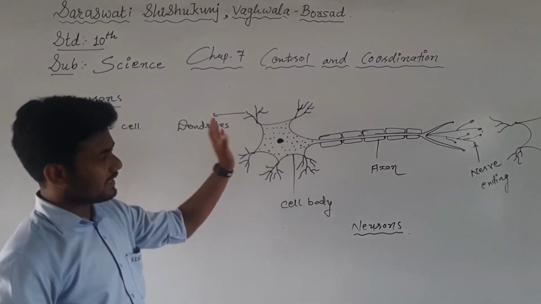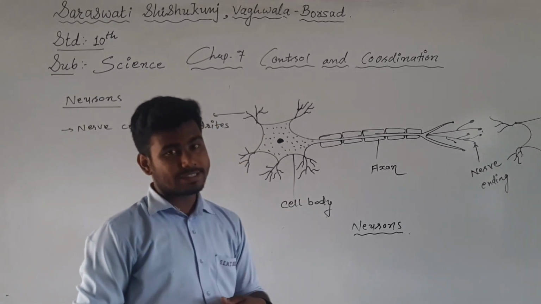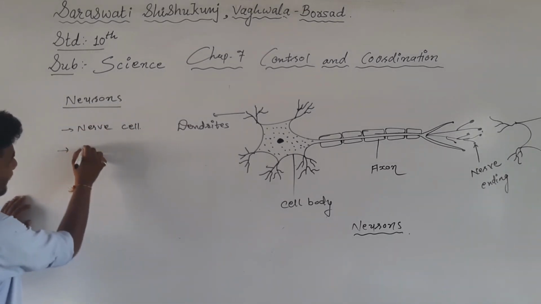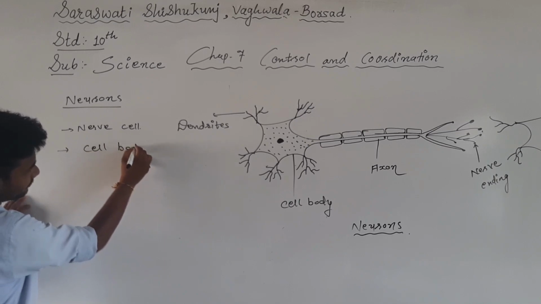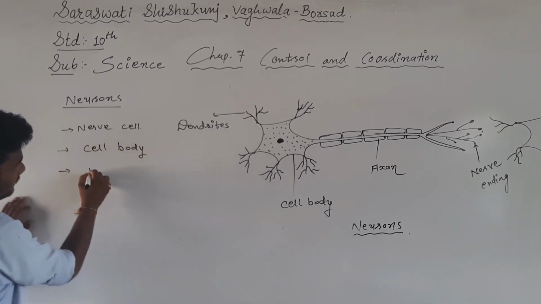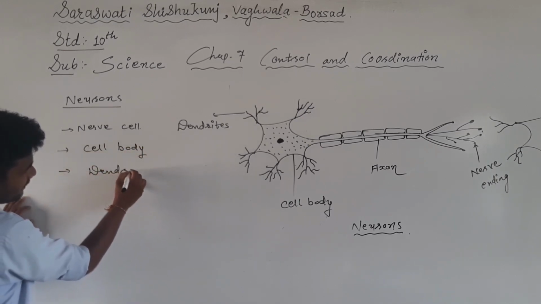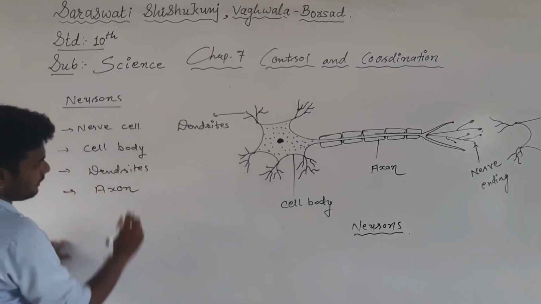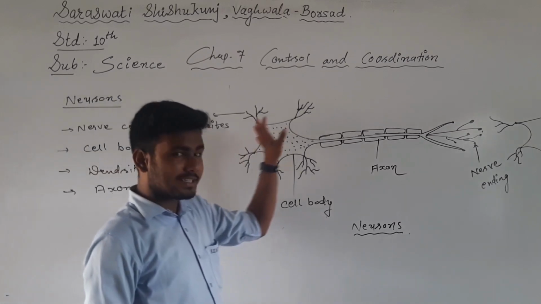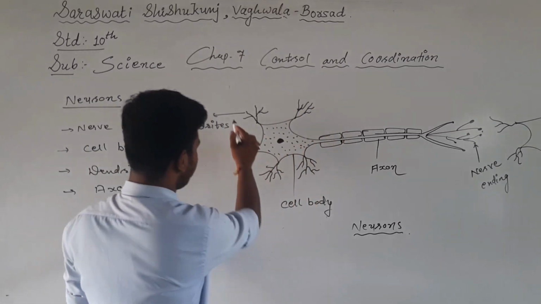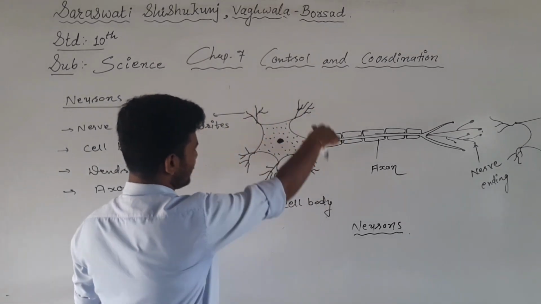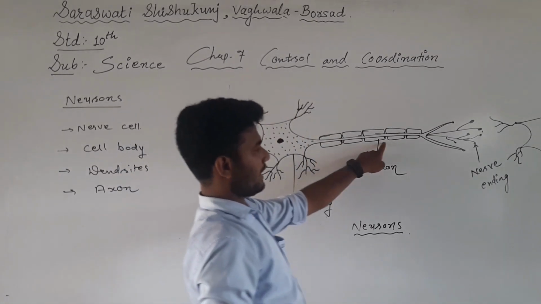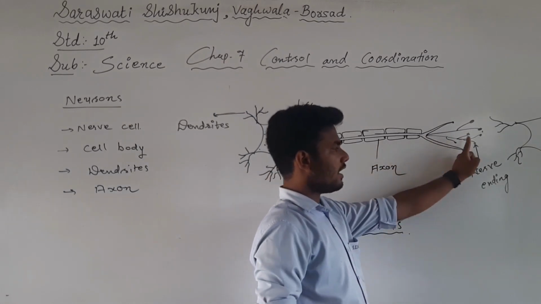Here you can see the figure of a neuron, or nerve cell. We can classify it into three parts: cell body, dendrites, and axon. Here you can see the structure. This is our cell body, this particular part, this is our dendrites, and this is our axon. This is the nerve ending.